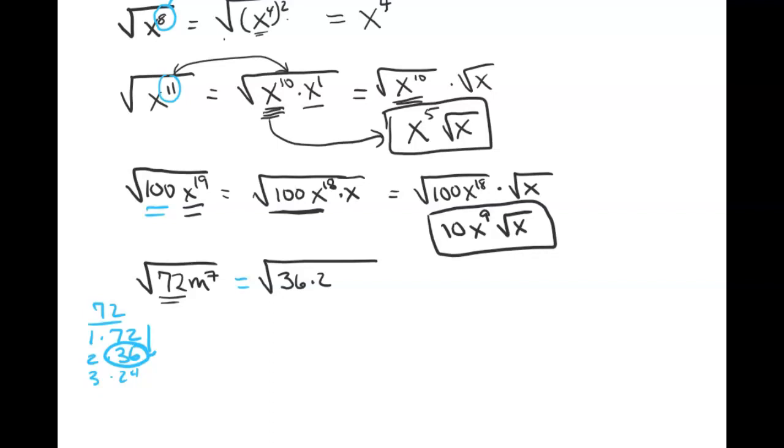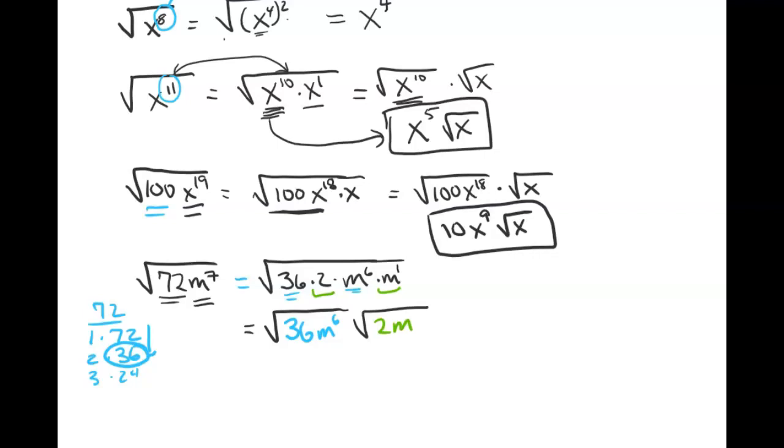Now I'm going to look at the variable part, and I see m to the 7th, so I'm going to break that down into m to the 6th times m to the 1st. 6 plus 1 is 7. Using my product property, I'm going to make two square roots being multiplied, and I'm going to put all my perfect square factors inside the first radical. So 36 was the perfect square part of the number, and m to the 6 was a perfect square factor of the variables. In the second square root, I'm going to put the parts that are still left, the 2 and the m to the 1st.